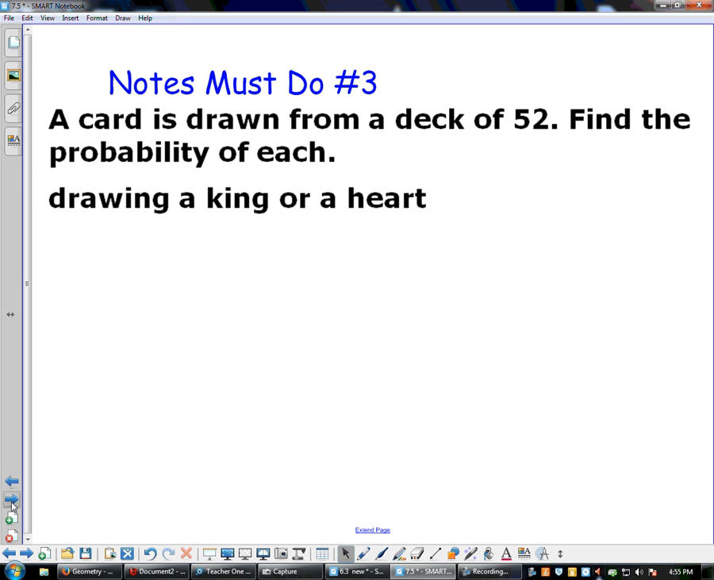All right, here's your next notes must do. A card is drawn from a deck of 52. Find the probability of drawing a king or a heart.